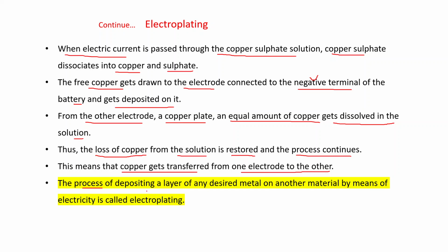The process of depositing a layer of any desired metal on another material by means of electricity is called electroplating. This is the definition of electroplating.